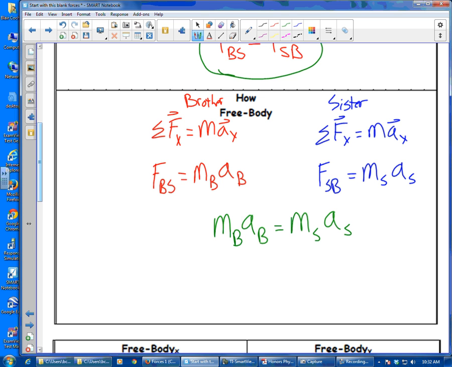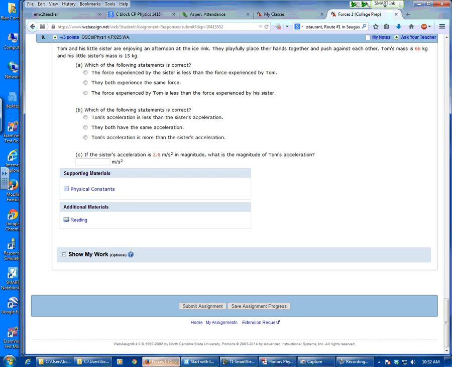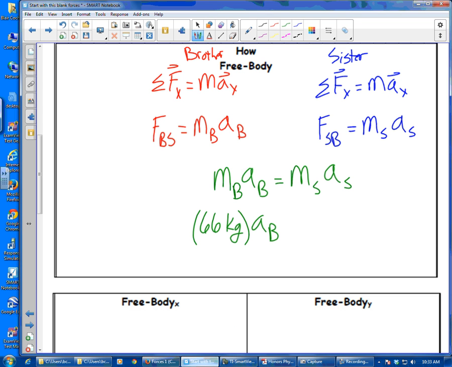And now I can substitute in. For me, this is 66 kilograms. I don't know the acceleration of the brother. I think that's what I'm looking for, though, right? This acceleration is this. What's the brother's? So then I can substitute also in for the mass of the sister and my acceleration for the sister. And the only variable I'm left with is the acceleration of the brother.